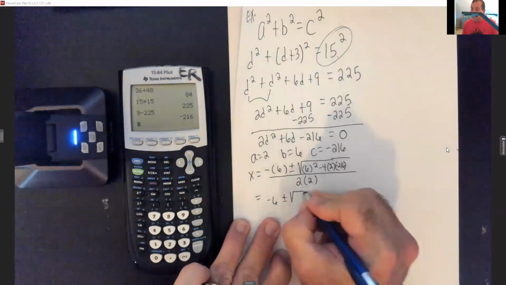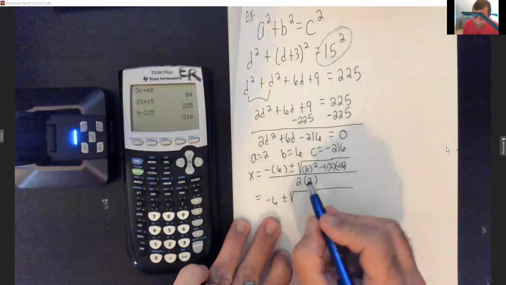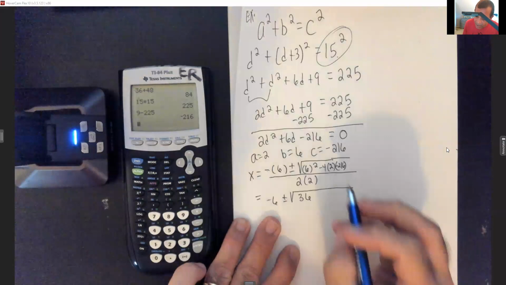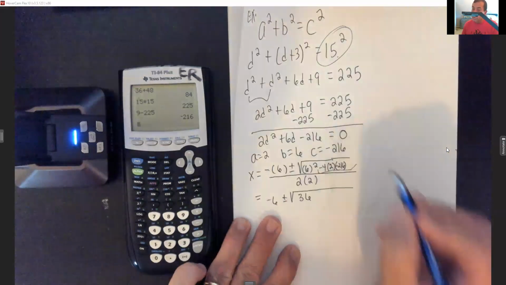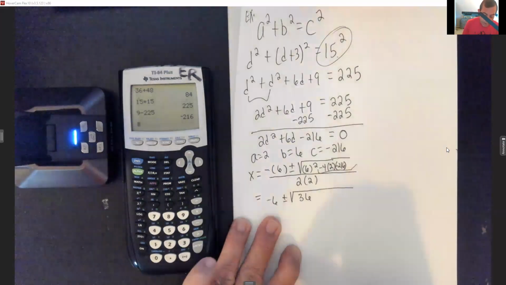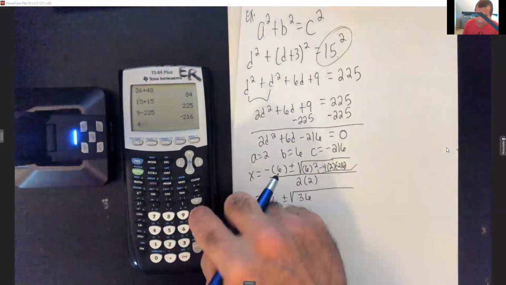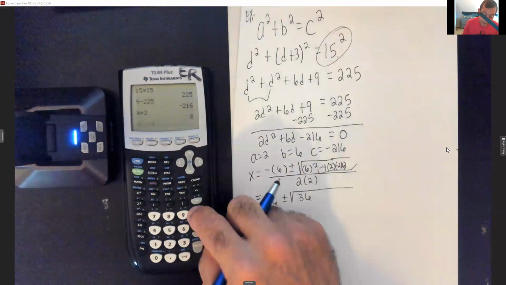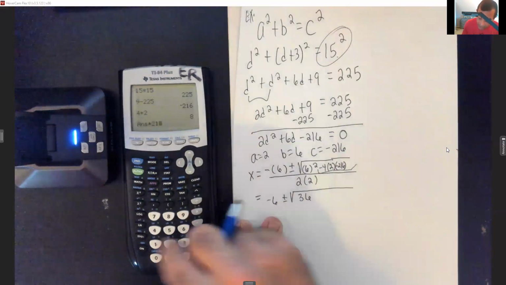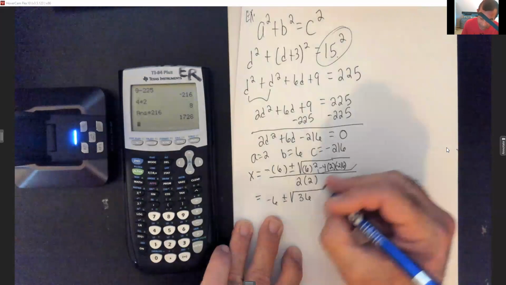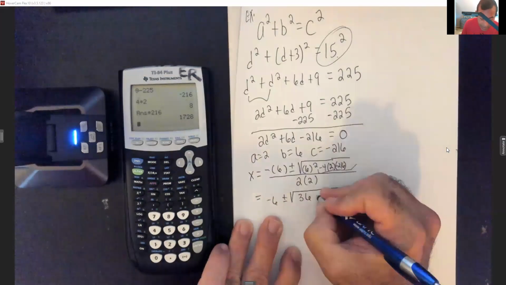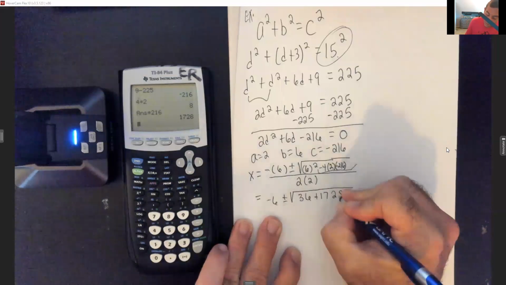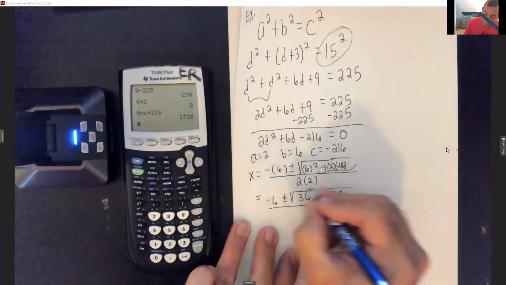Under here, 6 squared, 6 times 6 is 36. And y'all notice I still got 2 negatives on that end, so it's going to make it positive. So 4 times 2 is 8. And then 8 times that 216 is going to give me a positive 1,728. All of that over 2 times 2 is 4.